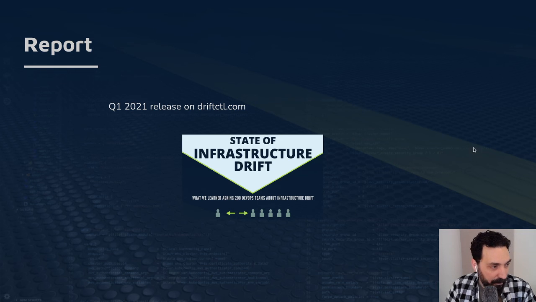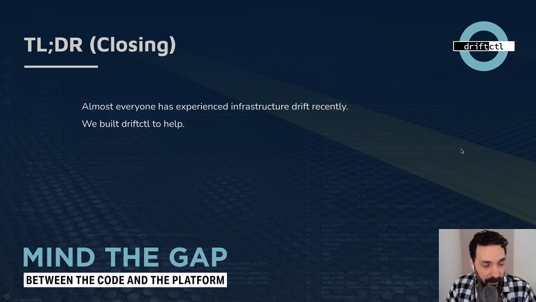Obviously, it's free. And so yeah, if you joined during the talk, what's to remember basically is that almost everyone has experienced infrastructure drift recently because of manual changes, authenticated applications, etc. And that we built Drift Control to complement Terraform in your DevOps toolbox.